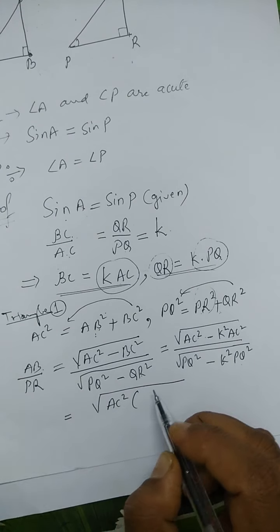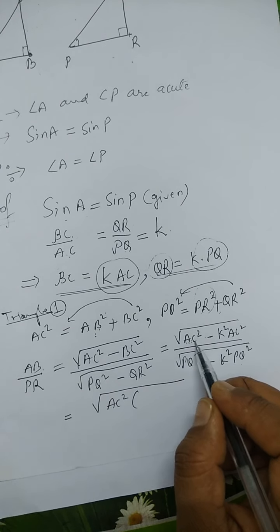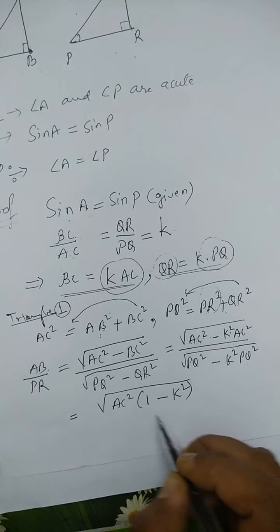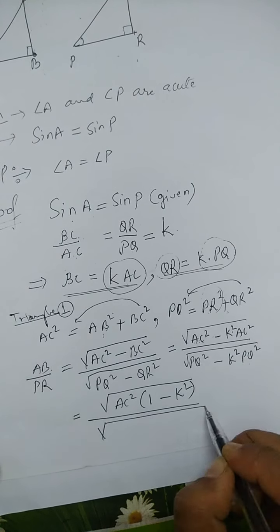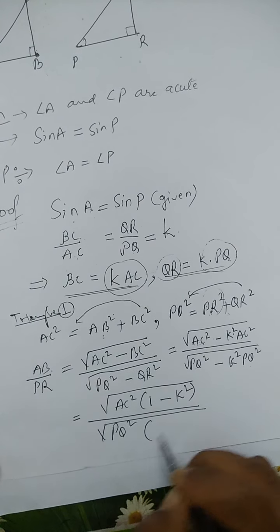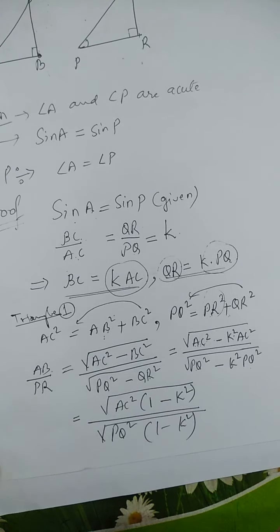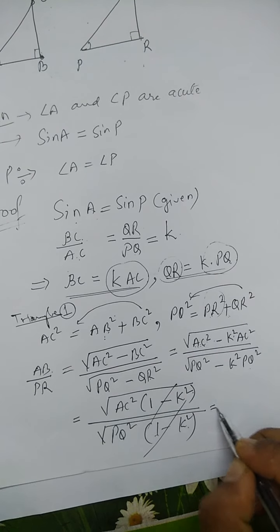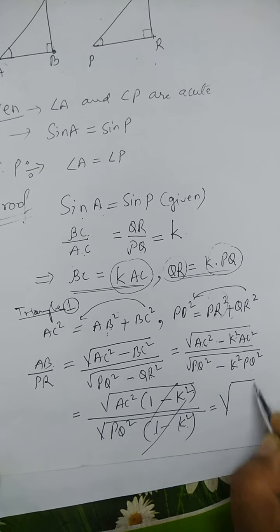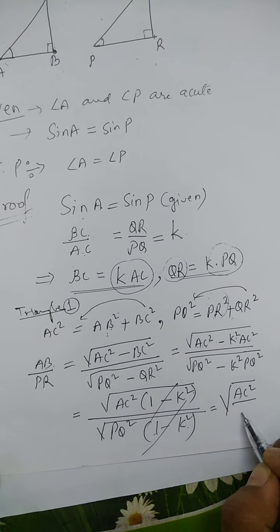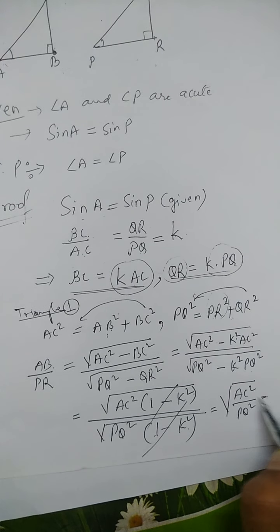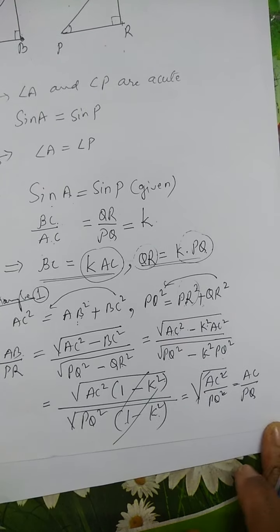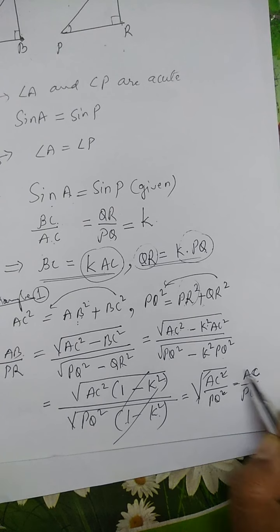AC square in bracket. If you take AC square common from this, nothing is left, so 1 minus, here K square is left. Whole upon. You take here PQ square common, and 1 minus K square is left in the bracket. So 1 minus K square, 1 minus K square will get cancelled, and you will get the square root of, I will write together, AC square upon PQ square, and square root will get cancelled. You will get AC upon PQ.